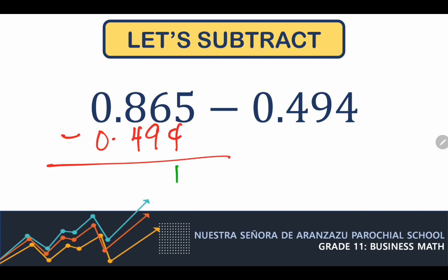So, 5 minus 4, that is 1. 6 minus 9 cannot be. So, si 8 magiging 7. Si 6 magiging 16. So, 16 minus 9, that is 7. And 7 minus 4, that is 3. Then, align lang si decimal point and add 0. So, we have here 0.371.